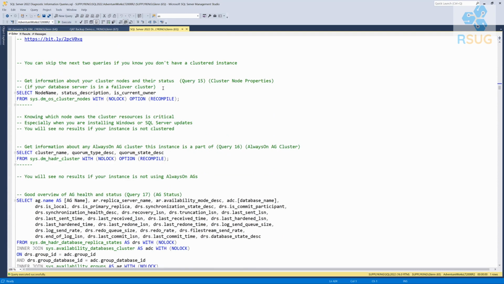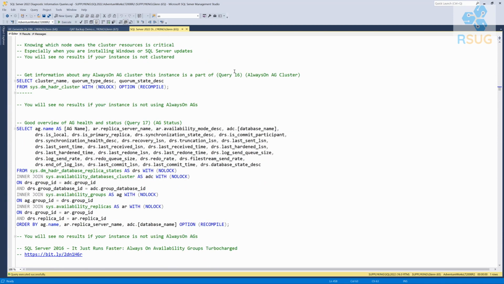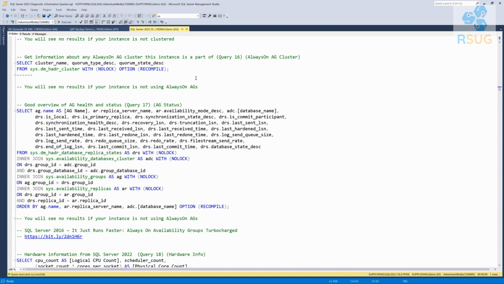Okay, the next one is if you had an old-fashioned failover cluster, this would tell you what's going on with it. So I'm going to skip that since I don't. And if you had an AG, this would tell you a little bit about the AG nodes. And I'm going to skip that.